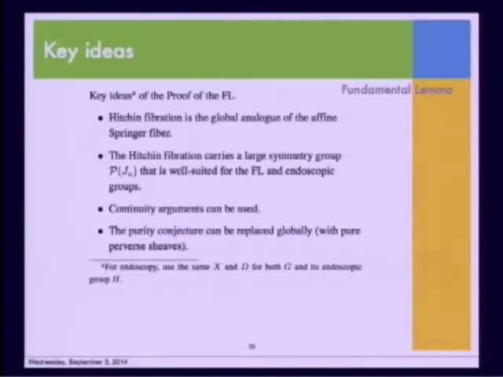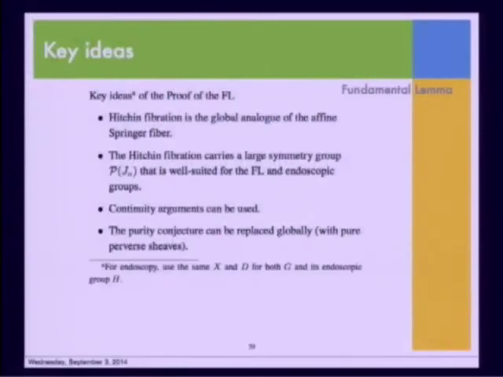Second key idea, I'll come back to each of these points. The Hitchin fibration carries a large symmetry group that's very well suited. So it's very difficult to pass information from the group over to the endoscopic group because they're not directly related. Only their dual groups are related. But there's a large symmetry group that you can pass back and forth between the group and the endoscopic group, and that gets used to great effect.